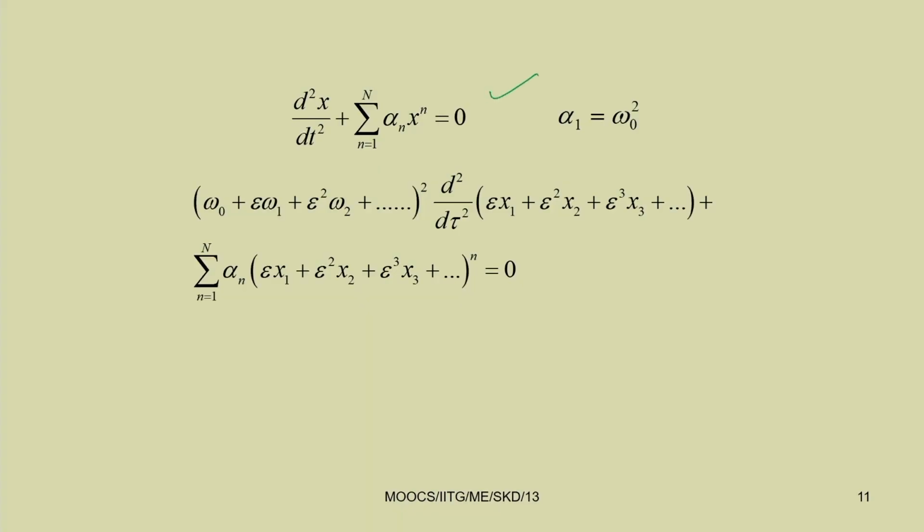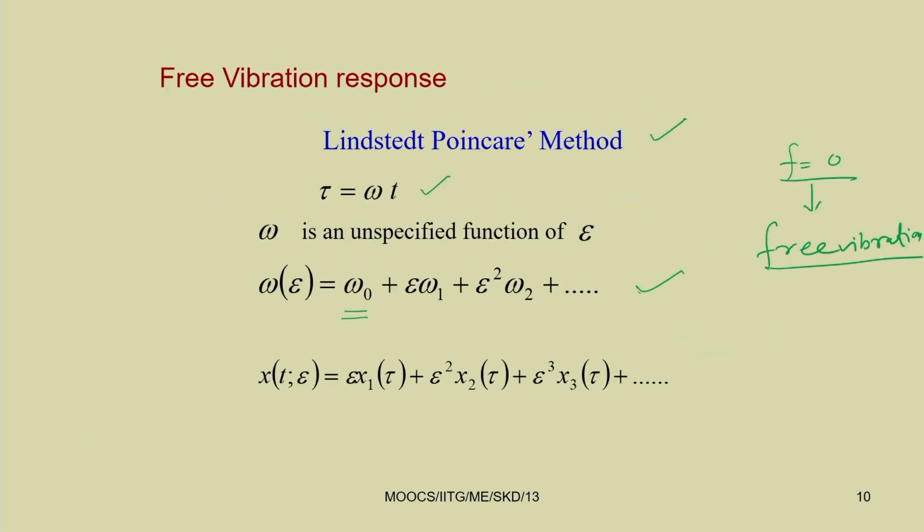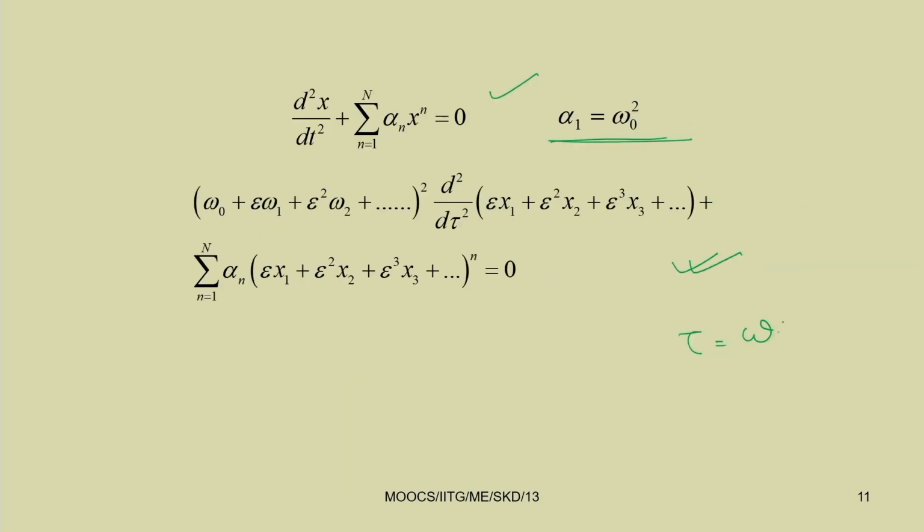So, if you are taking this equation in this form, that is d square x by dt square plus alpha 1 x plus alpha 2 x square plus alpha 3 x cube, up to cubic order, then alpha 1 equals omega 0 square. Now, by substituting the previous equation, we can write this equation in this form. First, we have put tau equal to omega t.